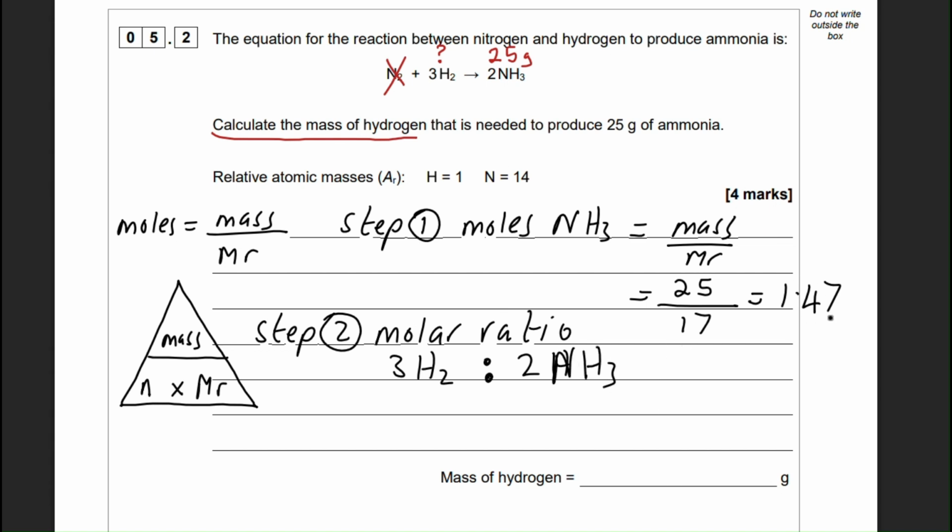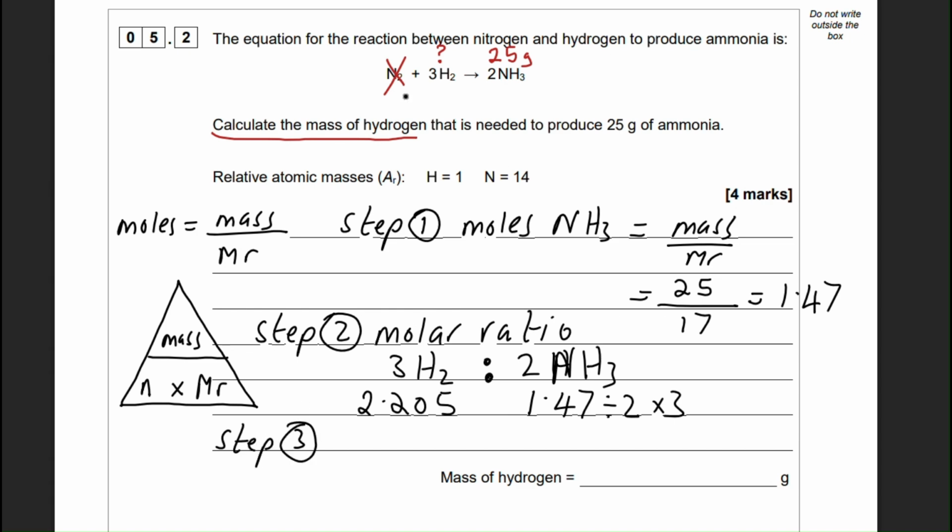Now this number 1.47, that was the number of moles of ammonia. So I'm going to write here 1.47. It is in a 3:2 ratio with hydrogen. So what I do to 1.47, I divide it by 2 to get 1 and then times it by 3. Then that will give me 2.205, and then finally step 3.